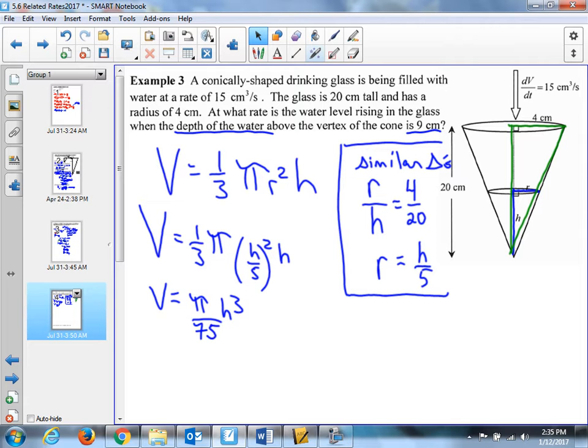Now, what am I given? It's being filled with water at a rate of 15 centimeters cubed per second. Looking at the units, can you tell me what this measurement is? Volume per second. Volume can be measured as mils, which you're more familiar with, but cc's, centimeters cubed, meters cubed, feet cubed, etc. Those are volumes as well, right? 3 dimensions.